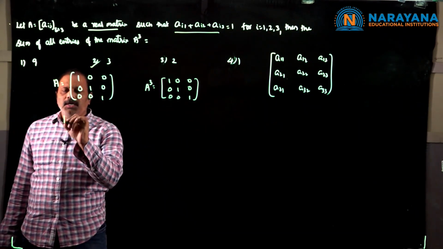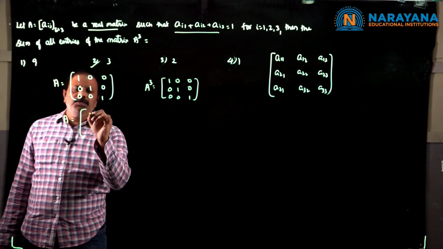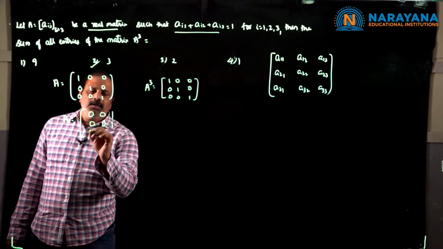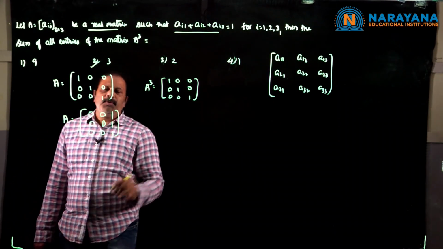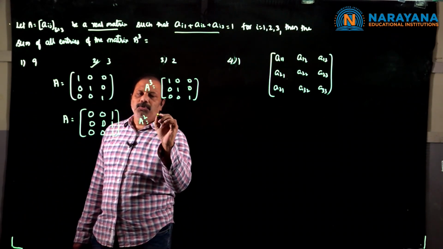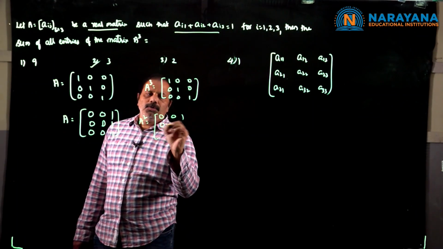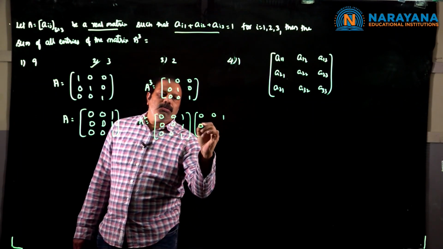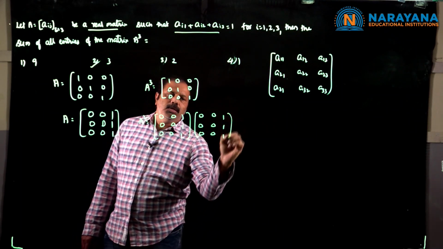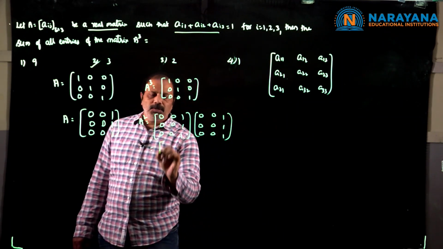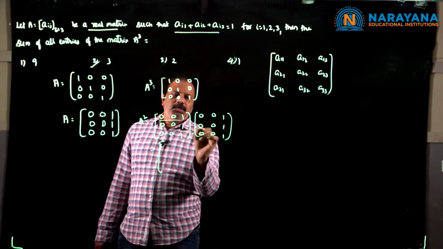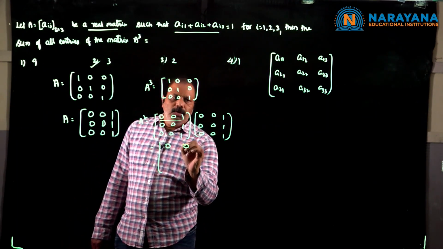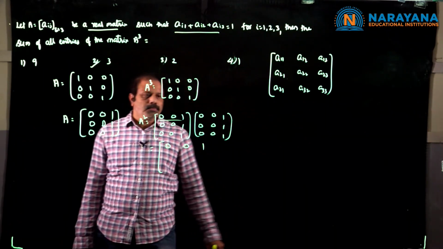Suppose I take another matrix, let us take A is equal to a random matrix 0, 0, 1, 0, 0, 1, again 0, 0, 1. Suppose I multiply this, A squared is equal to 0, 0, 1, 0, 0, 1, 0, 0, 1 into 0, 0, 1, 0, 0, 1, 0, 0, 1. Suppose I simplify this, this is equal to 0 into 0 plus, this is anyhow 0. First row with second column 0. First row with third column 1.